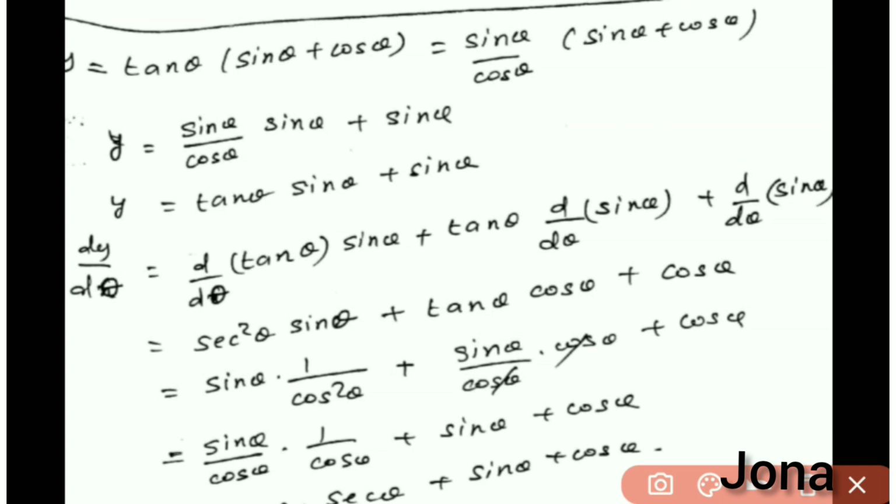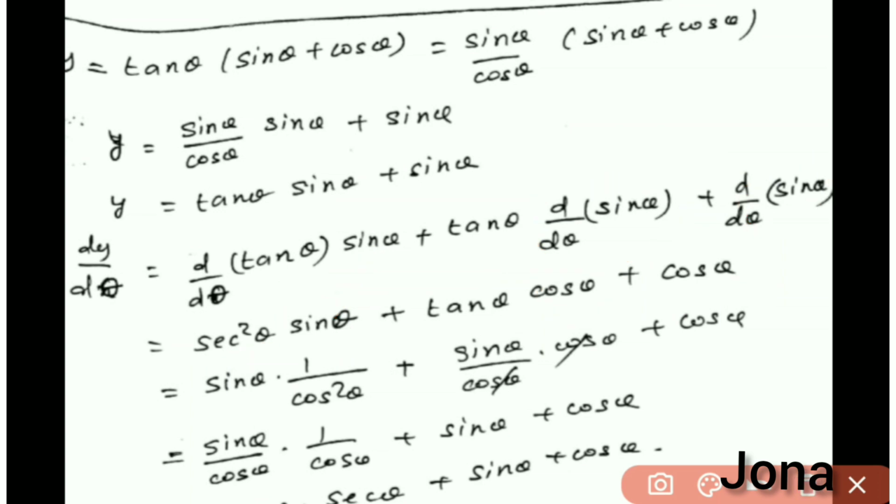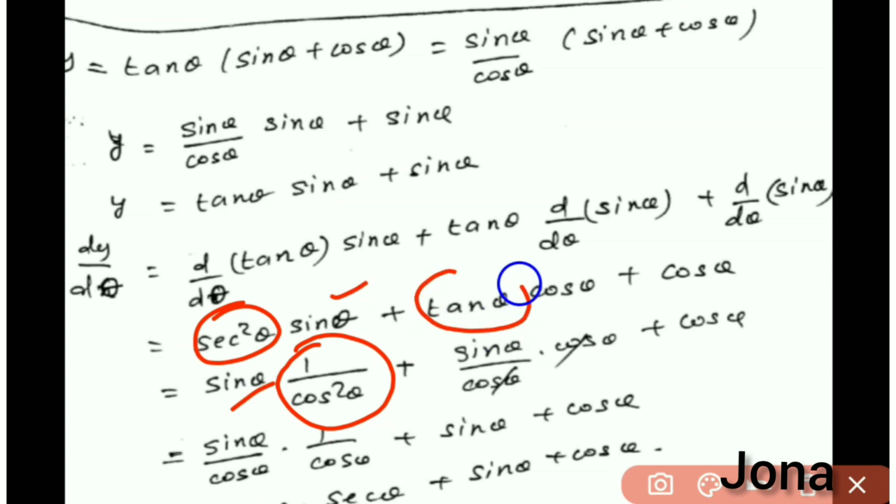And then I want to differentiate: d by d theta of tan theta is nothing but secant square theta. Keep this sin theta as it is here and then keep this tan theta here. Differentiation of sin theta is cos theta, plus this sin theta, differentiation of sin theta is cos theta. And then we want to simplify this again. So I can write this secant square theta as 1 by cos square theta and keep this sin theta as it is, plus this tan theta can be written as sin theta by cos theta into this cos theta plus cos theta here.